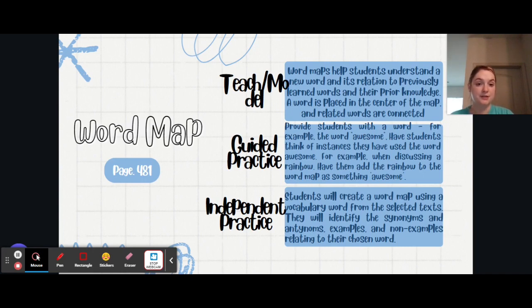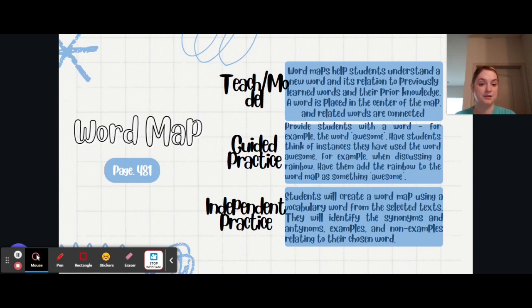Then you'd come up with a synonym, an antonym, an example, and a non-example of the word awesome. For guided practice, provide students with a word. It can be any word, for example the word awesome, like I just said. Have students think of instances when they have used the word awesome. For example, when discussing a rainbow, they may say, oh, I saw an awesome rainbow the other day. Have them add rainbow as the example. And you could say, okay, what's a synonym for awesome? Amazing. That would go in the synonym portion, and so on.